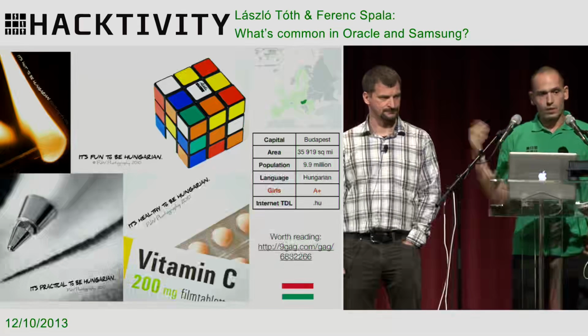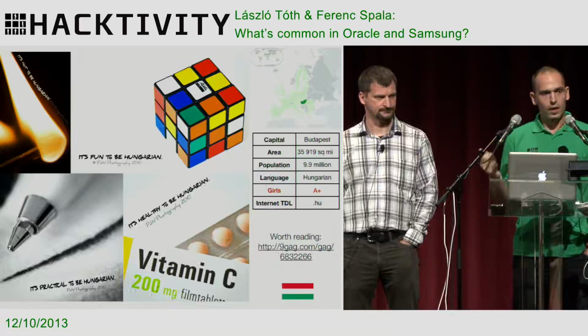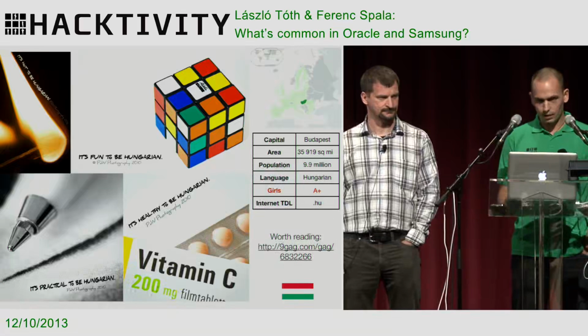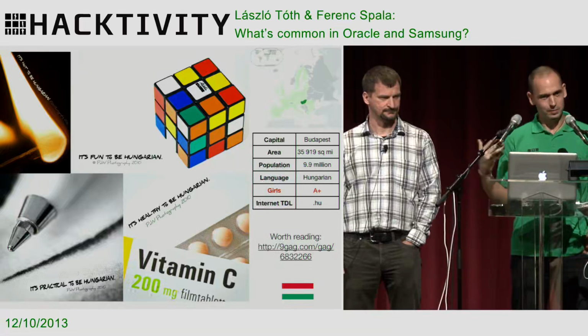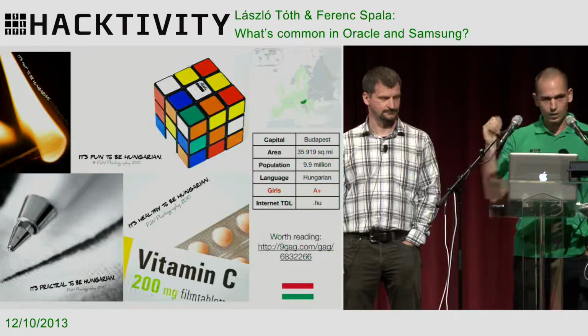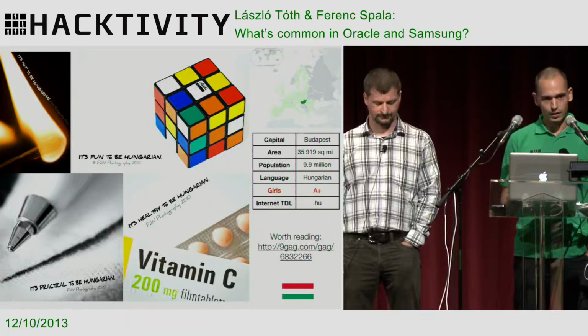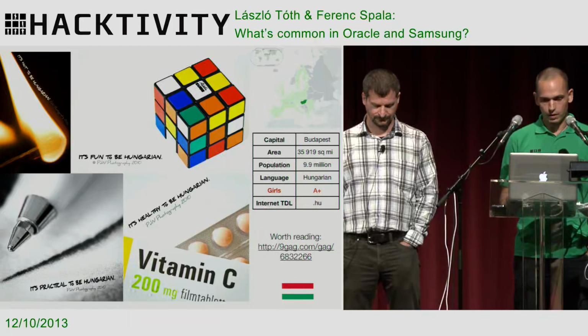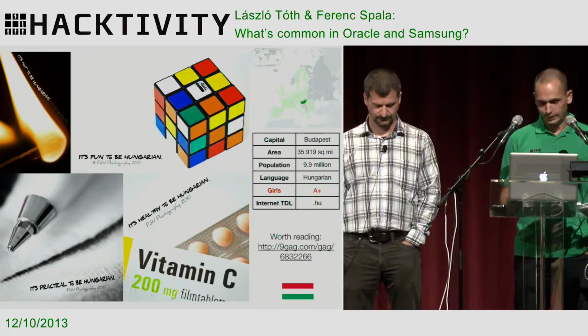So this is an intro slide about Hungary and about the Hungarians. But we are in Hungary now, so it makes no sense. So it's a good country full of smart people. We invented a lot of things like the Rubik's Cube, the ball pen, match, vitamin C, and things like that. We have beautiful girls as well.